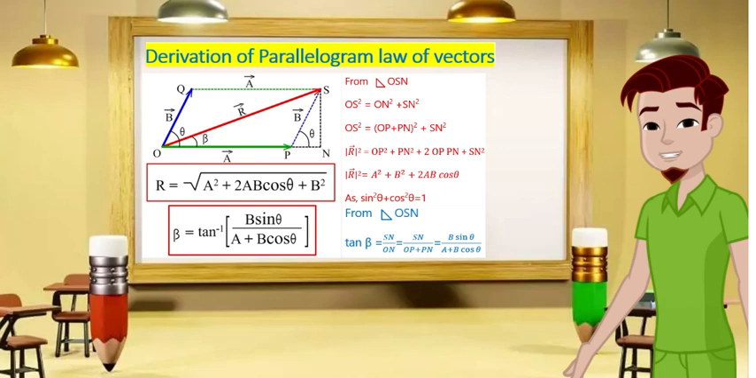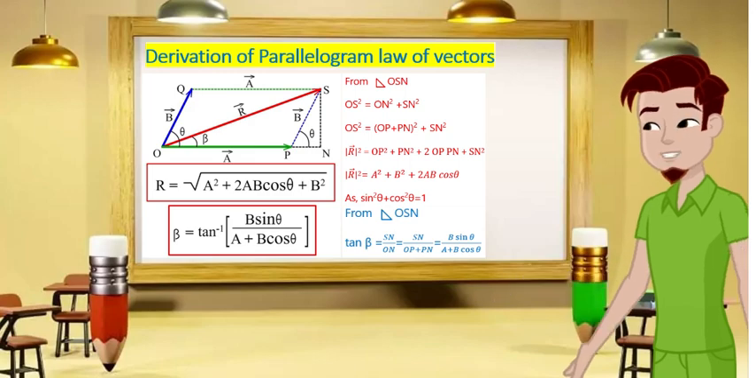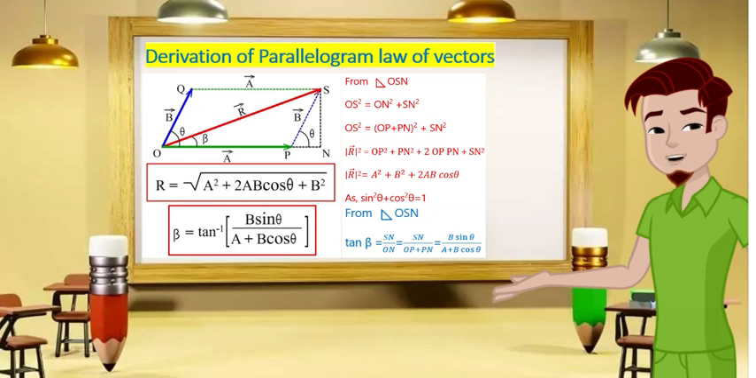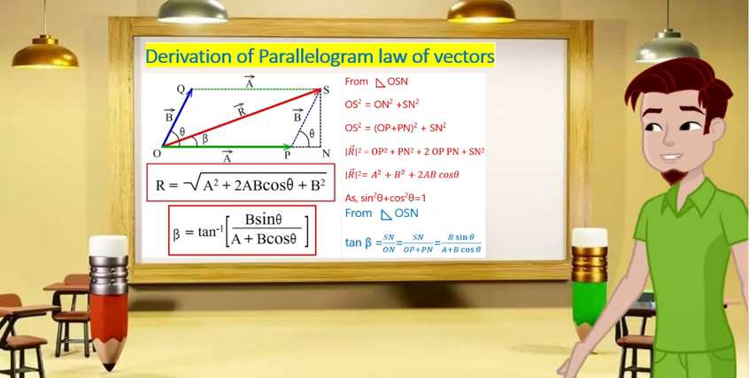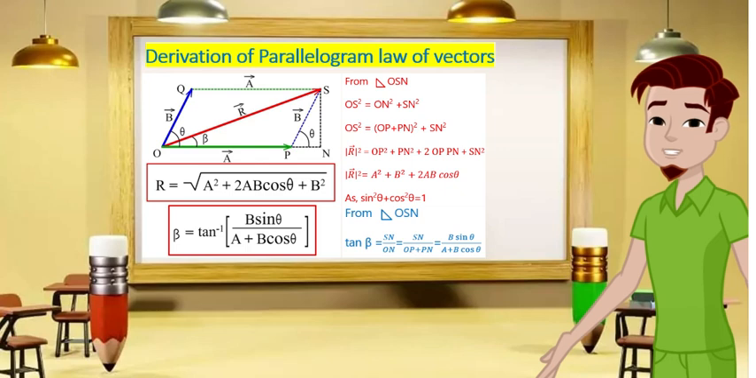And thus, OS square, which is representing the magnitude of the resultant vector, is equal to OP square plus PN square plus 2 OP PN plus SN square. Substituting OP to A, PN to B cosine theta and SN to B sine theta, and simplifying, we will get the final expression for magnitude of R as shown in the figure.